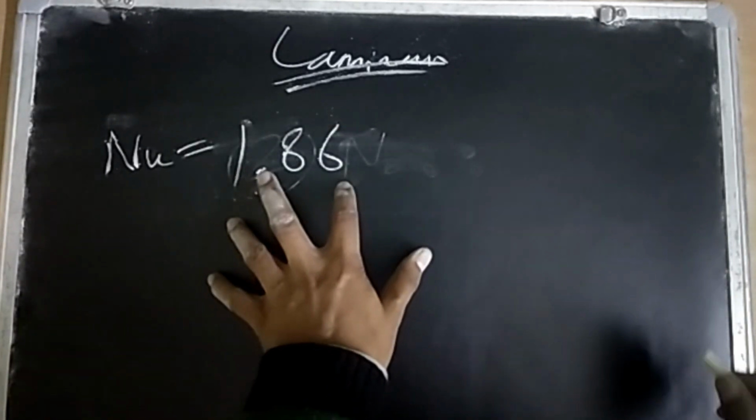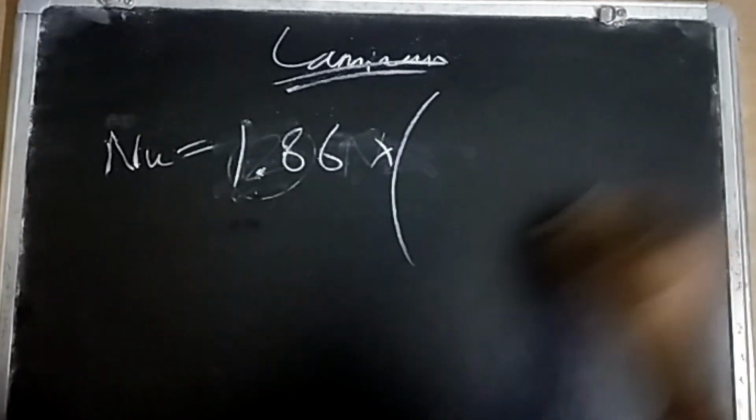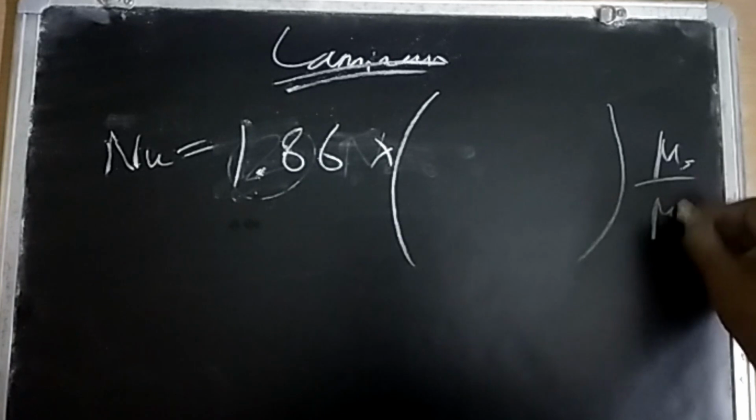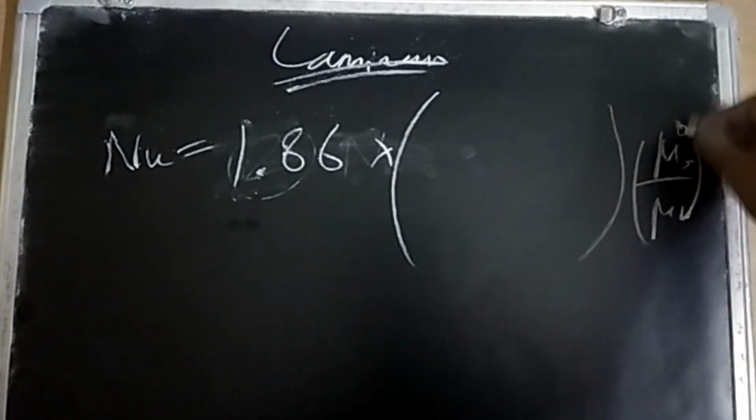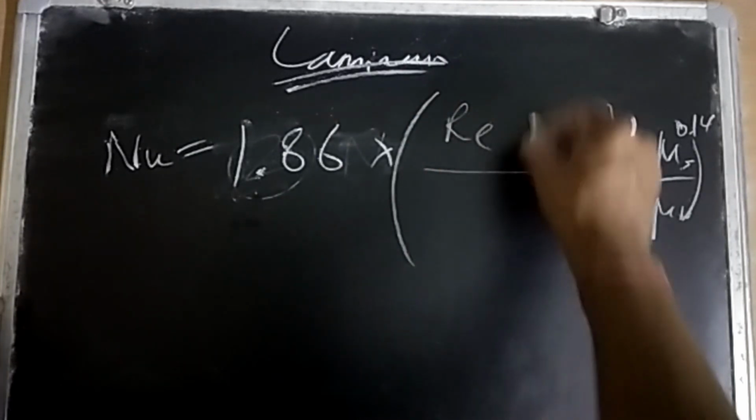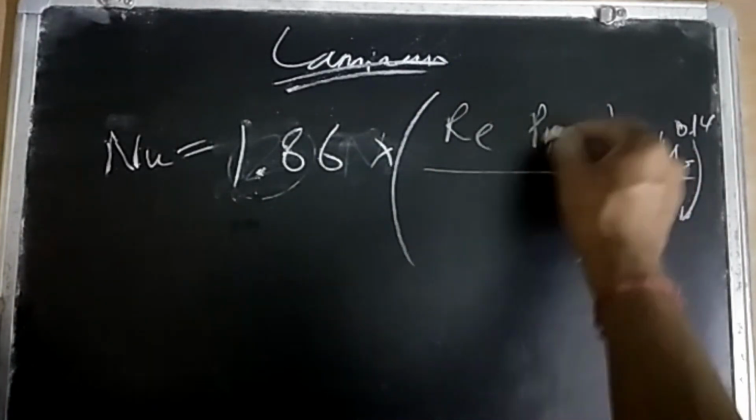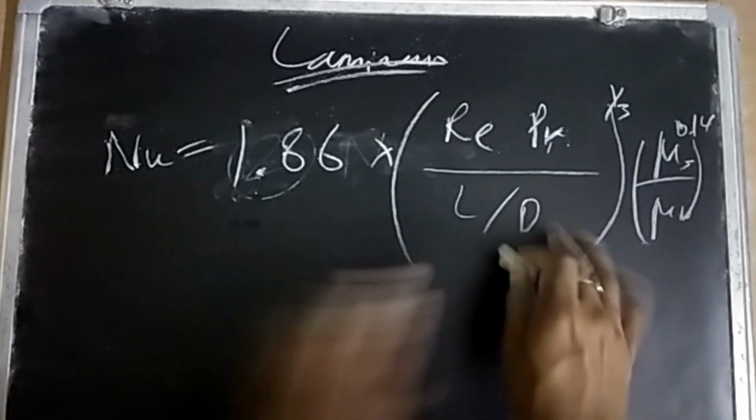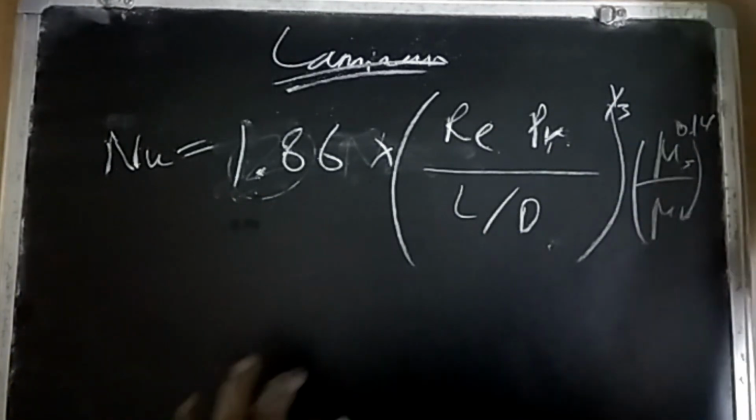Into, now take here at the side mu s by mu w, like see that Tate, and here what we need to take is the Reynolds and the Prandtl. Now put the power that Prandtl has, 1 upon 3 over there, and here L by D. Okay, this is for laminar. Somewhere remember it. Try to bookmark this part so that you can watch it later also, in case you forget.